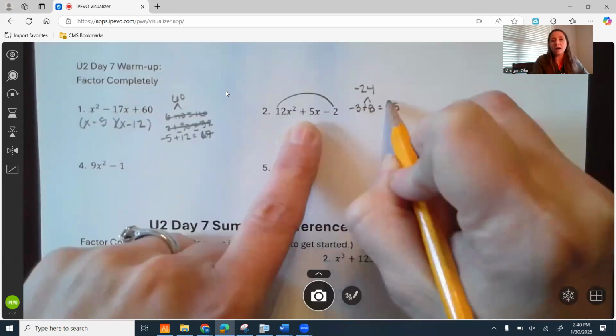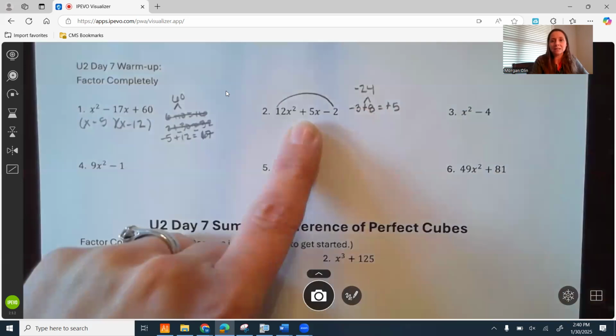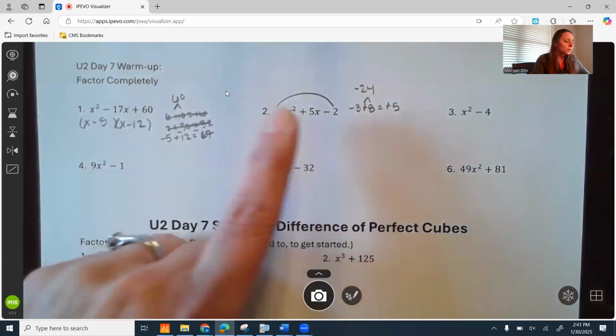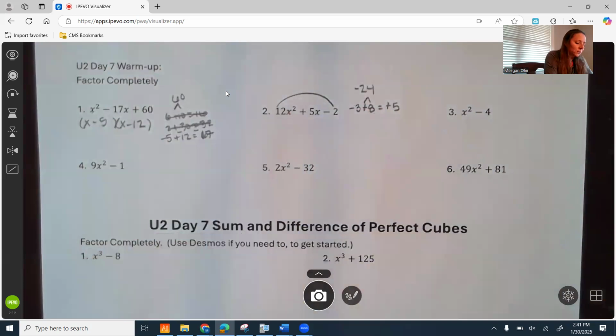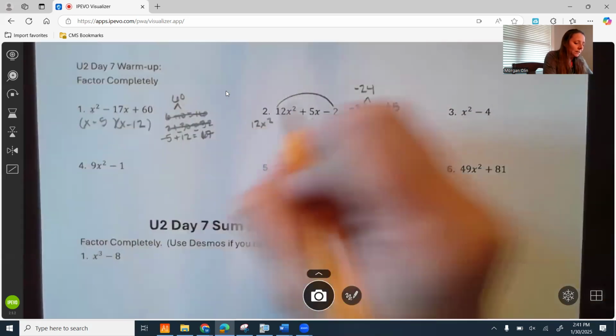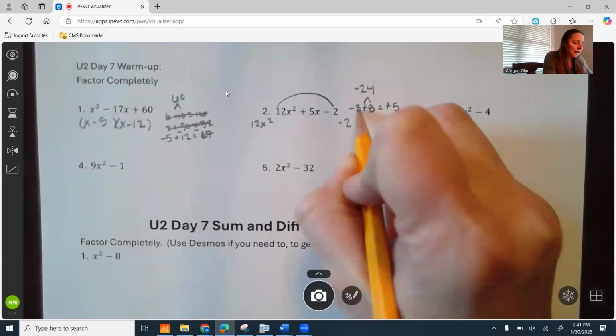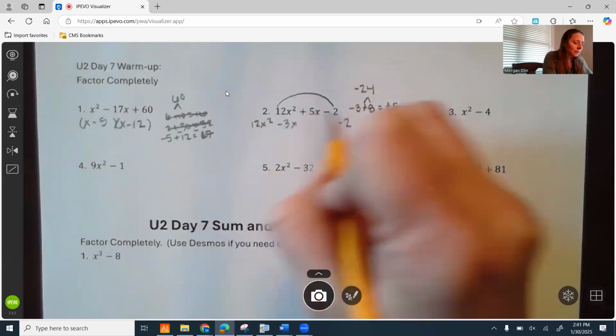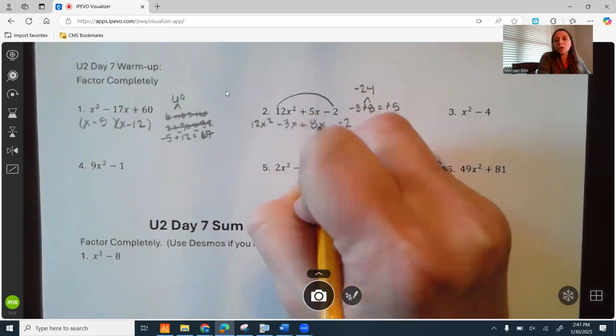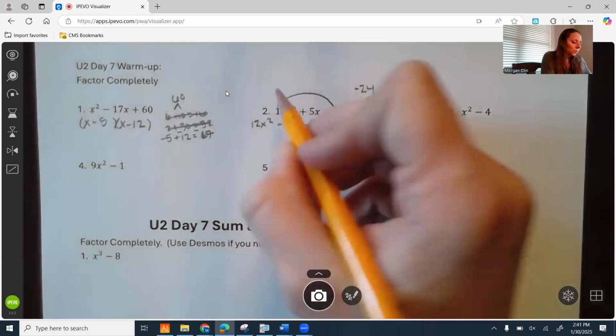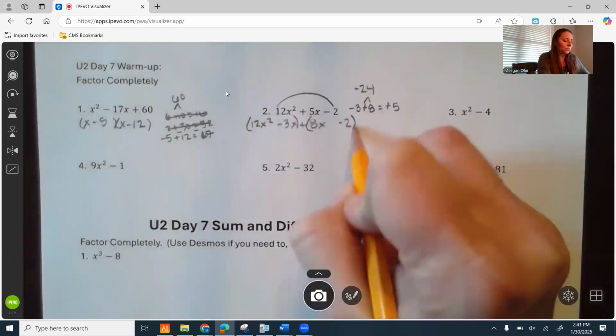Now, please do not write x minus 3, x plus 8. That is not how this factors. Because there's something out in front, we rewrite the first, we rewrite the last, and then in between, we take this negative 3 and put an x with it. We take the 8 and we also put an x with it. And we're going to group it. We're going to group the first two, and then we group the last two.